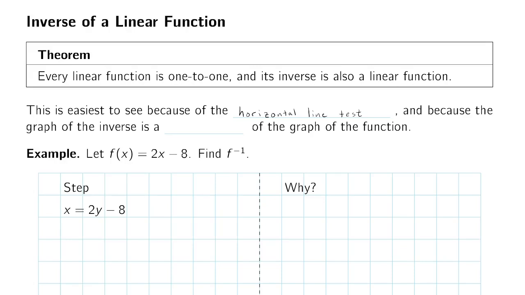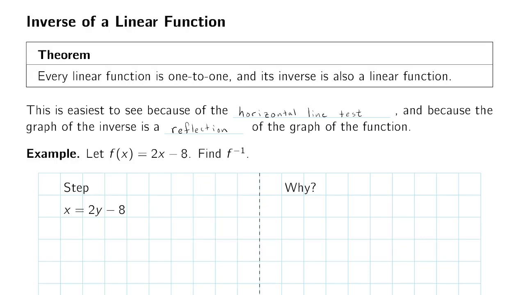And the graph of an inverse is a reflection of the graph of the original function. Of course, if I reflect an oblique line, I get another oblique line. And so just thinking about the graphs of inverses and the graphs of one-to-one functions, it's easy to see that every linear function is going to be one-to-one, and its inverse is also a linear function. By the way, this is part of why we wanted to exclude constants from being linear functions, because obviously those are not one-to-one.